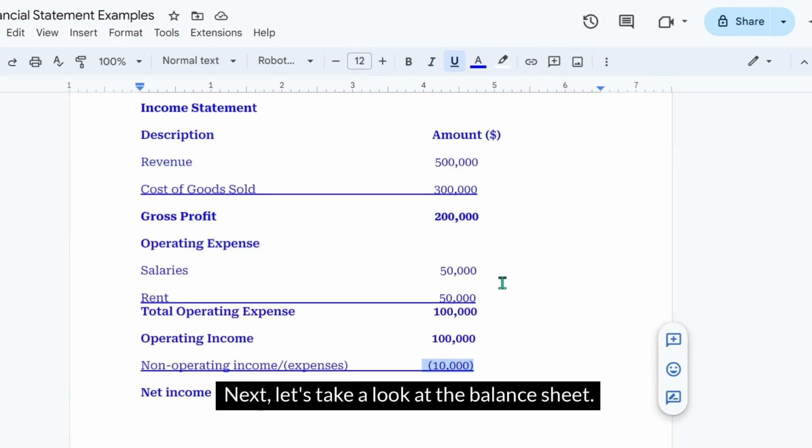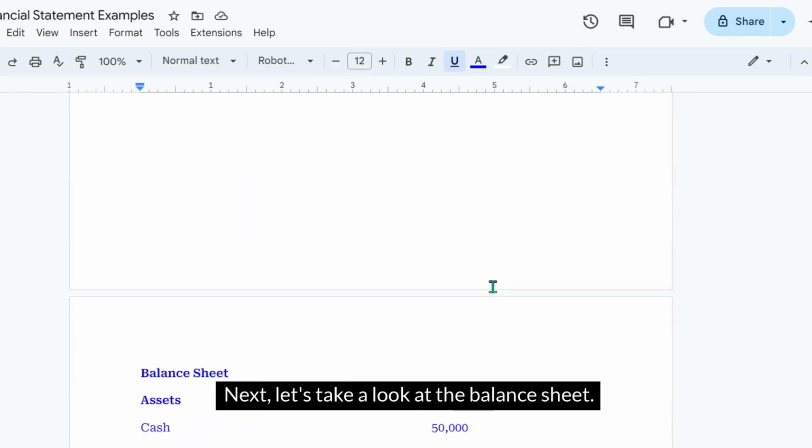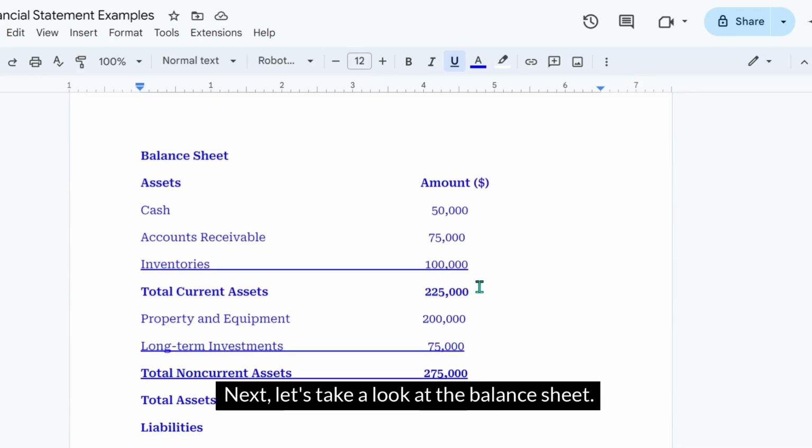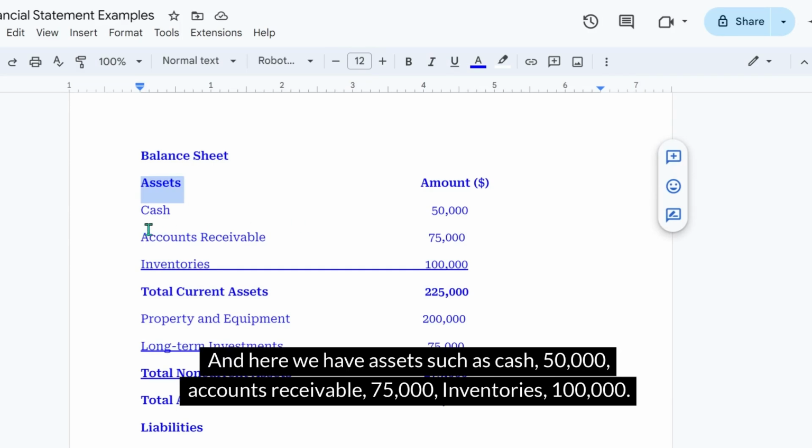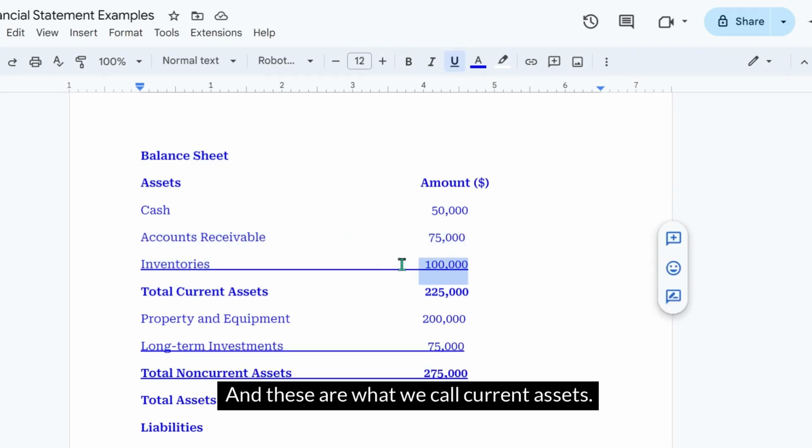Next, let's take a look at the balance sheet. The balance sheet will start with assets at the top. And here we have assets such as cash, 50,000, accounts receivable, 75,000, inventories, 100,000. And these are what we call current assets.